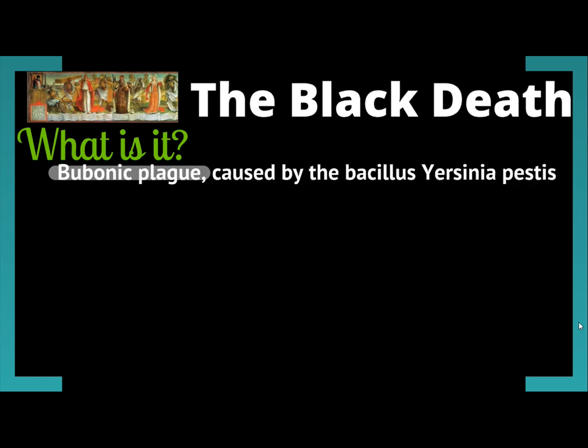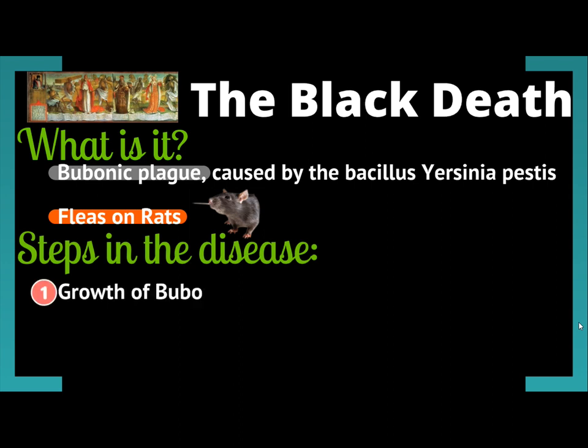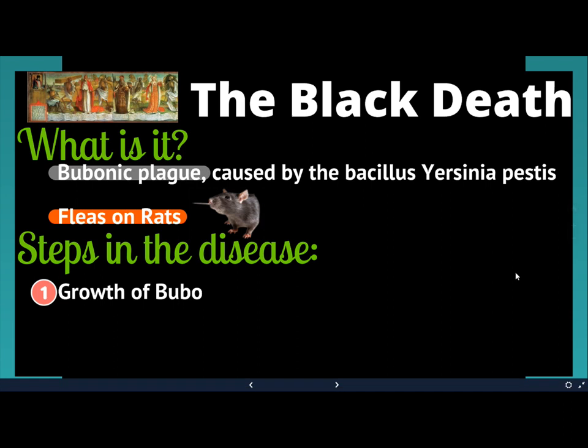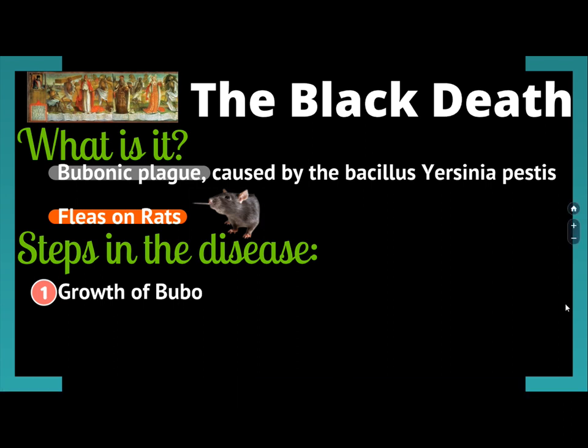So, enter the Black Death. The Black Death is known as the bubonic plague. It was caused by the bacillus Yersinia pestis. Basically, it was spread by fleas on rats. So there were 3 steps to this disease. There is a gross picture over here, so I'm going to try to go very quickly for those of you who don't want to see it.